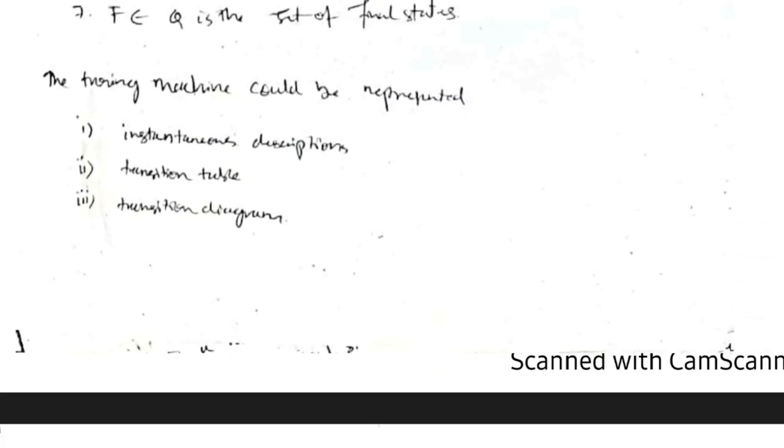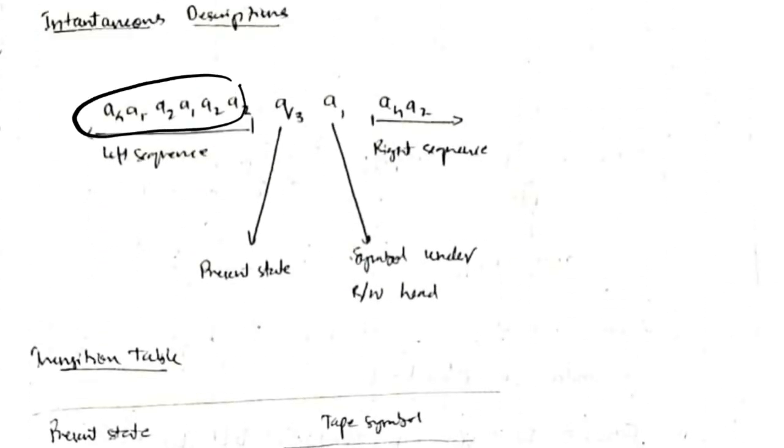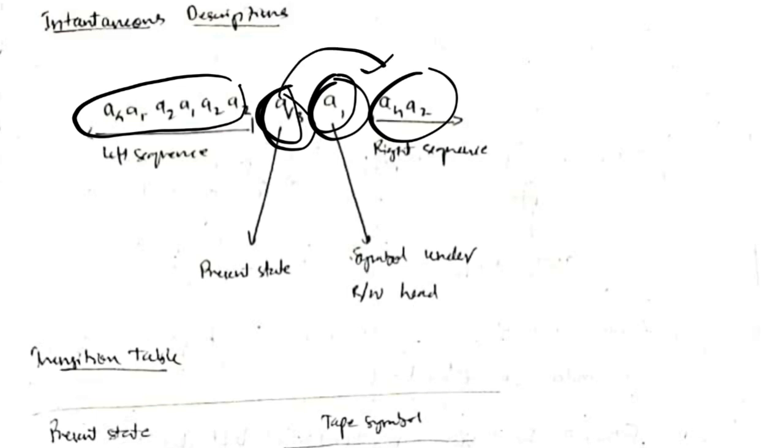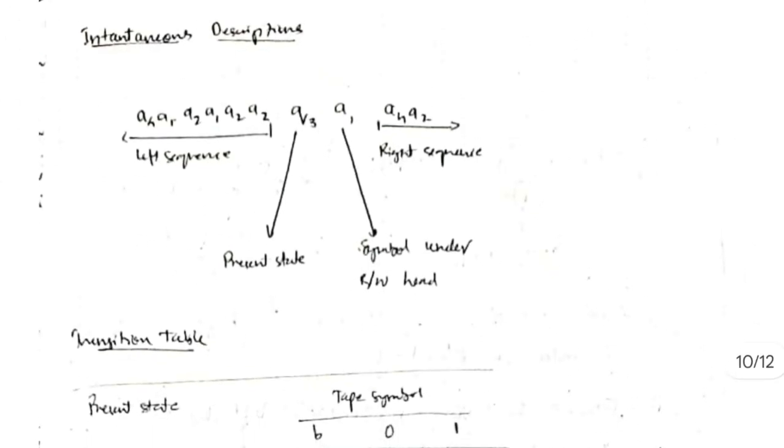There are 3 representations which we are all familiar with: instantaneous description, transition table, and transition diagram. In the instantaneous description, you have a sequence of symbols, then the present state, which state you are processing, and after that the further symbols are written. So q3 on a1, what is the result? Suppose q3 goes right and a1 becomes a2, and q3 goes to q4. It will be like this: a2, q4, then the remaining symbols. That is the instantaneous description.